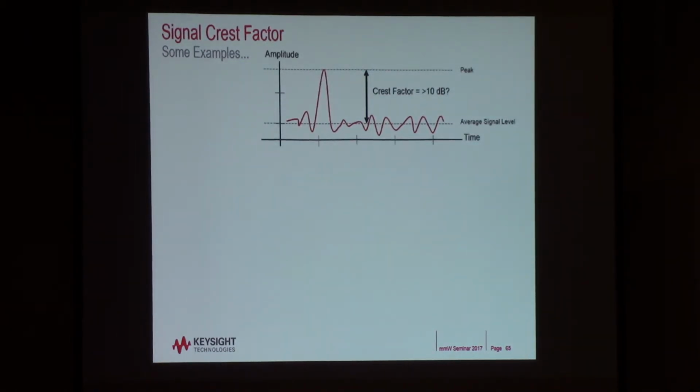Okay, some other things to think about are the crest factor of the signals that we're analyzing and generating. So here we have a signal that has this average power level here, but there's this big peak. So we have a very large peak to average ratio. And that's important because this can decrease your overall dynamic range.